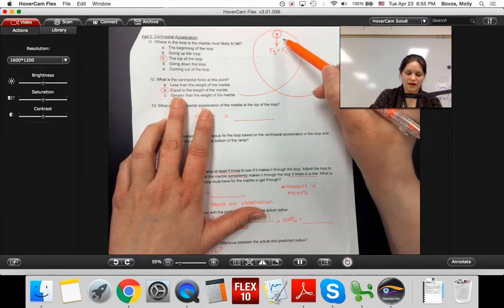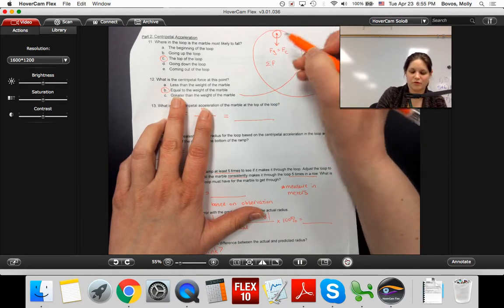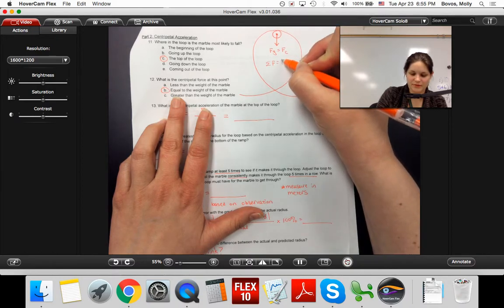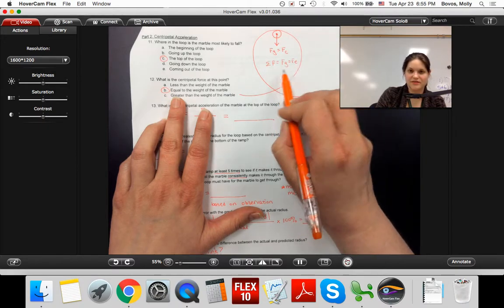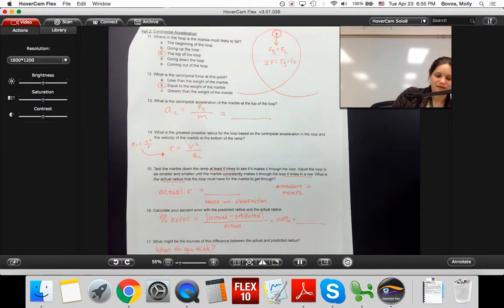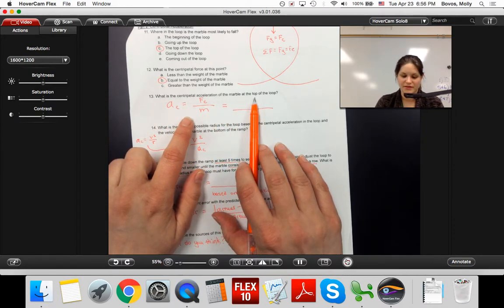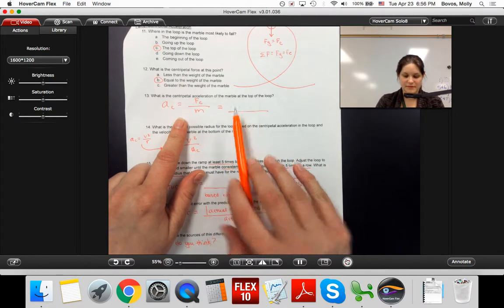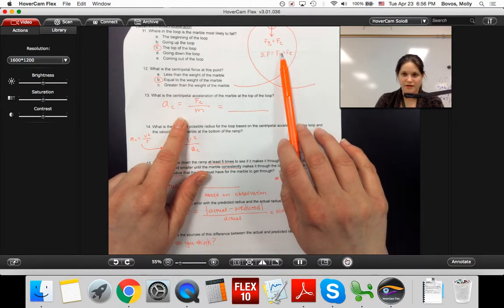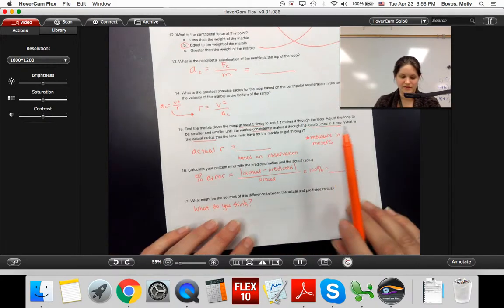Okay. And we're going to go ahead and say that our net force here, the only force that's really acting on the object, is going to be our centripetal force. So that is our gravity, just to simplify things here. Okay. Now we have what is the centripetal acceleration of the marble at the top of the loop. This is going to be using our formula for net force, just like we did right over here. We just need to divide by mass to get that answer.